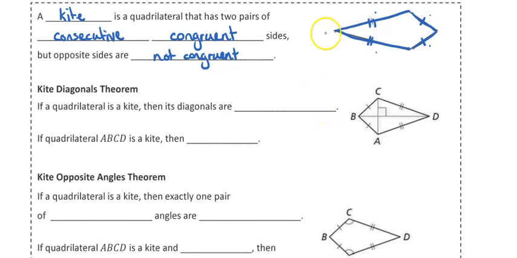All right, the kite diagonal theorem says if a quadrilateral is a kite, then its diagonals are perpendicular. So if ABCD is a kite, then the diagonal BD is perpendicular to CA, or AC.